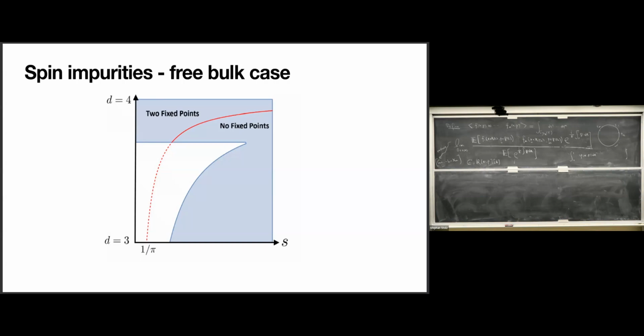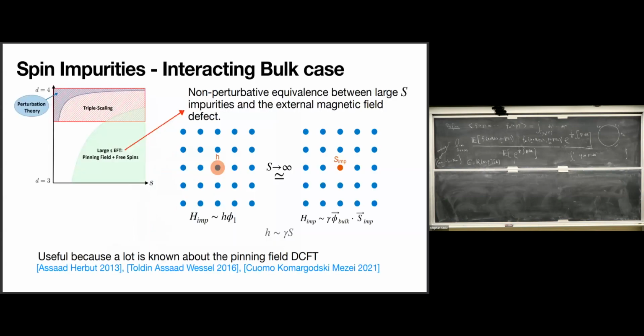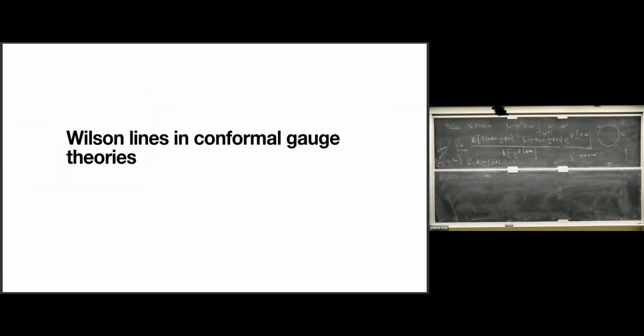This does not happen once the bulk is an interacting theory. When the bulk is an interacting theory, it does end in a healthy DCFT. But I will not explain this part. You can ask me in the end if you're interested, because I want to have time to discuss Wilson lines. Okay, before, are there any questions?